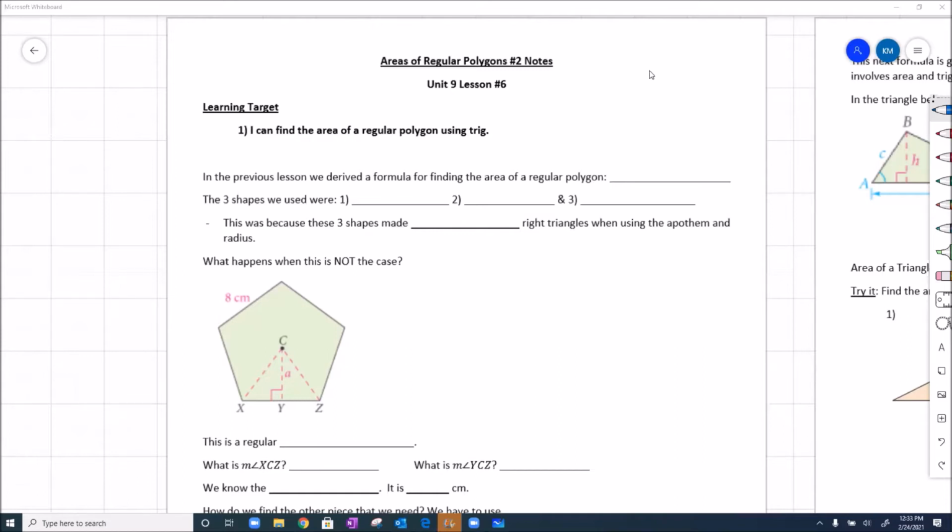Okay, in the previous lesson, we derived a formula for finding the area of a regular polygon: area equals 1/2 apothem times perimeter. The three shapes that we used were triangles, squares, and hexagons. We did that because these three shapes made special right triangles when using the apothem and radius.